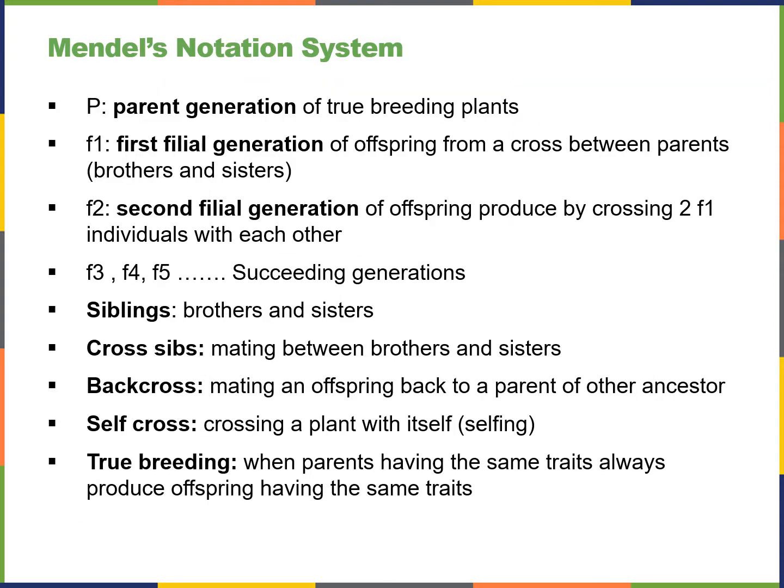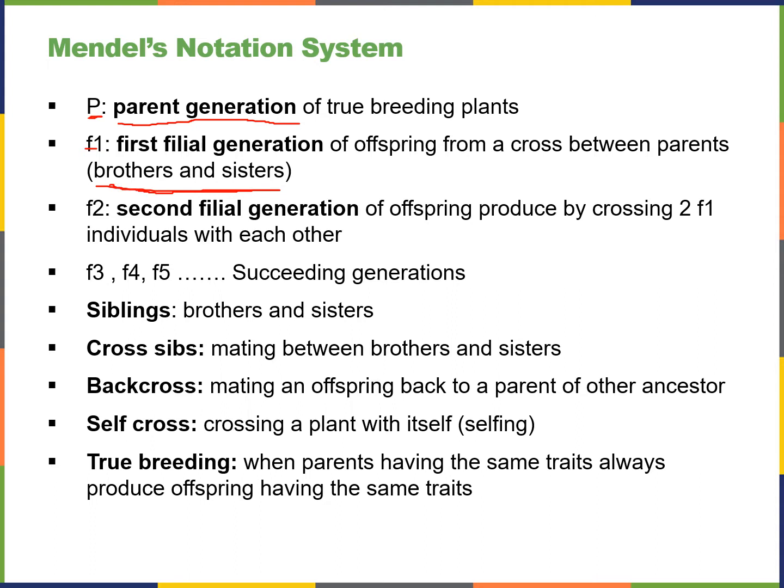Gregor Mendel performed what's known as hybridizations, which involve mating two true breeding individuals that have different traits. And this is the notation system that he used. This slide is really important for you to understand, because as we go through the breeding sequences and talk about Punnett squares, you are going to have to know this shorthand notation. P indicates the parent generation of the true breeding plants. F1 is the first generation of offspring from a cross of parents. So this is going to be the brothers and sisters, the first progeny.